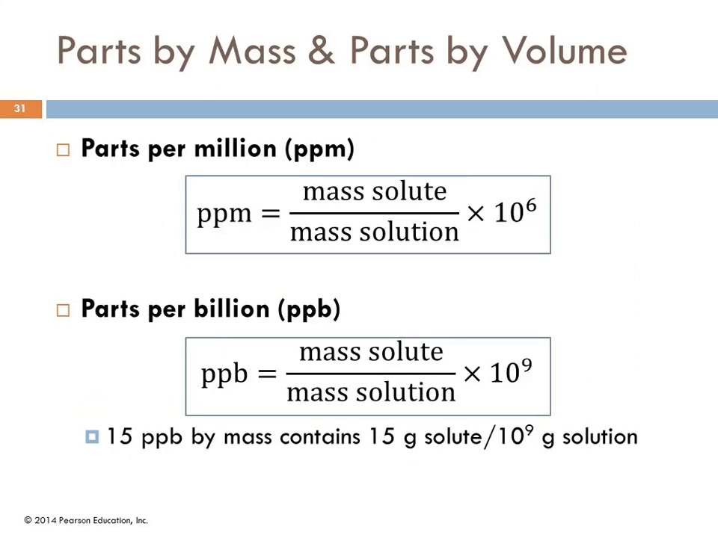Parts per million, parts per billion, very similar. So if it says 15 parts per billion, that's 15 grams per billion grams. And you can put whatever mass unit you want in here. You could put kilograms, you could do ounces, you could do metric tons. It doesn't matter as long as the two units are the same. The unit for the solute and for the solution have to be the same.